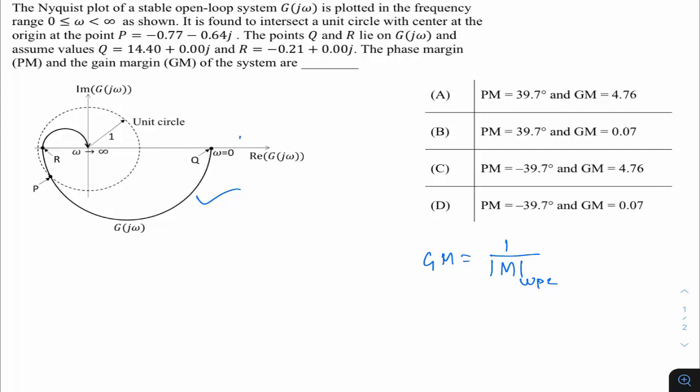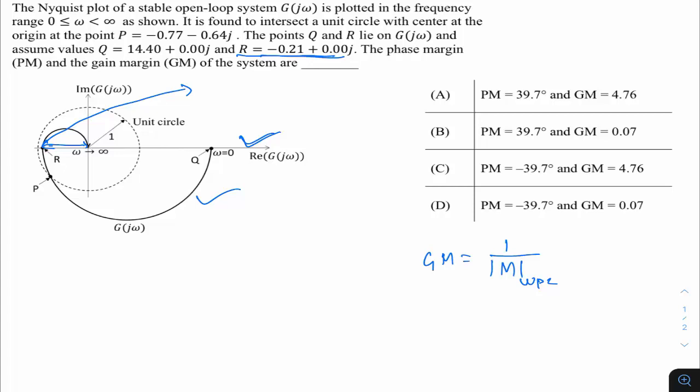So this is your real axis. You need to see at what particular point this black line is intersecting the 180 degree axis. That is nothing but your R. So this coordinate is the point, and the location of R is given as minus 0.21. That means this length is basically 0.21. So the magnitude of the transfer function at this particular frequency is 0.21.